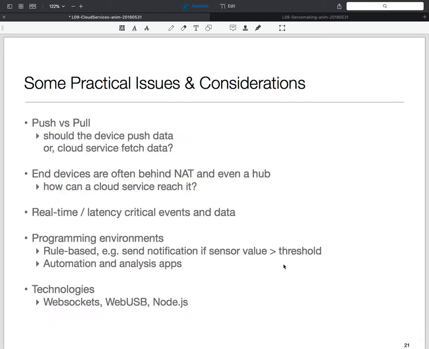One consideration which comes up is, should your end devices be pushing data, or should the data be pulled from them? What I mean by that is some devices and some cloud services are organized around the notion that the edge device calls the cloud service and deposits the data there. Others are organized around the concept that your edge device is a server, and the cloud service is going to call it and fetch the data. There are trade-offs between the two.